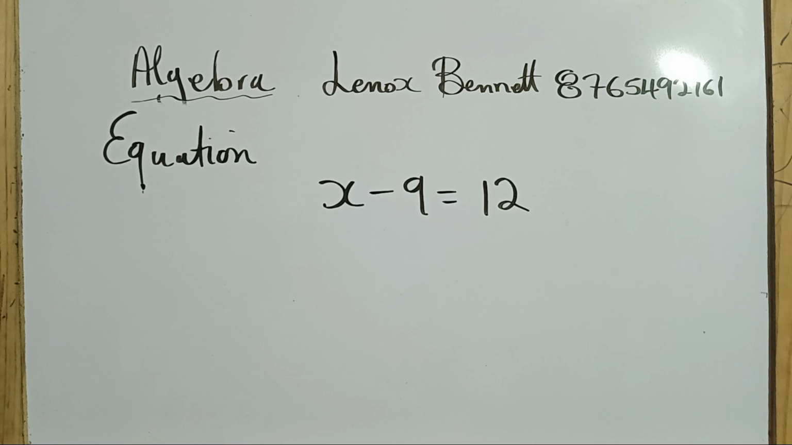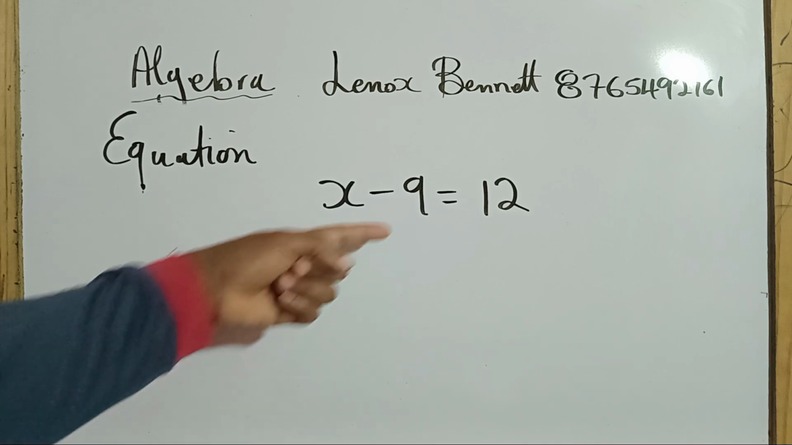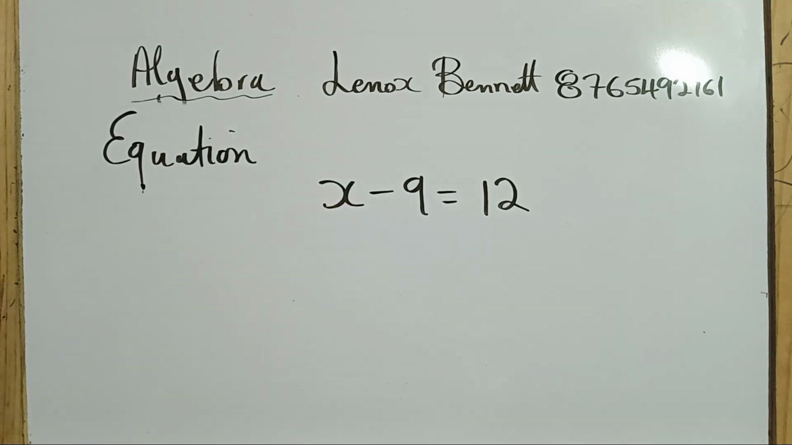Alright, here we go. X minus 9 is equal to 12. Again, when you subtract 9 from the number x, it should be 12. So already, we know that the number should be greater than 12. Because if you subtract 9 from the number and you get 12, it should be greater than 12. Literally, I think you know what the answer is.